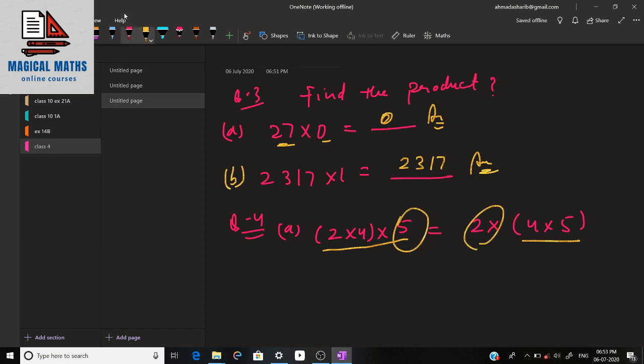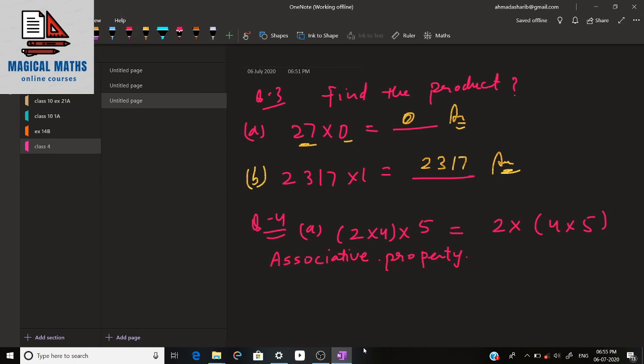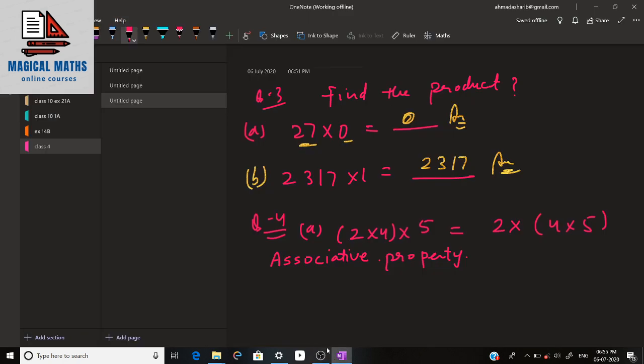Whenever you see this kind of question, this kind of property is called associative property. So this property is called associative property.